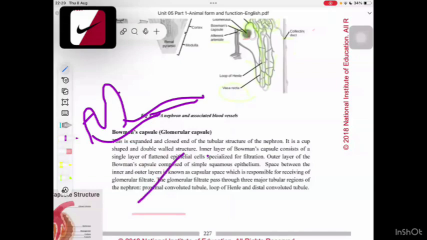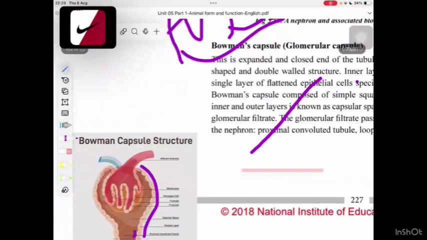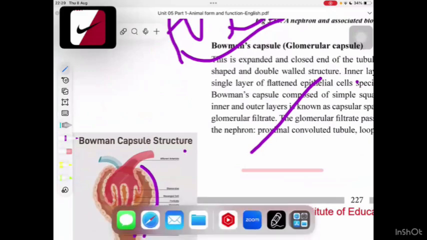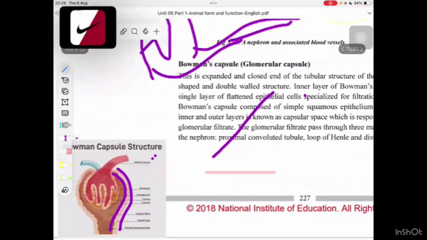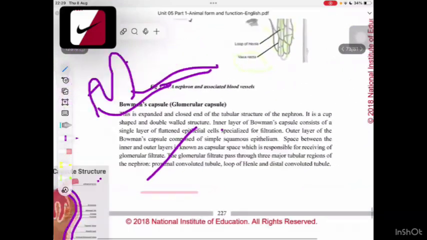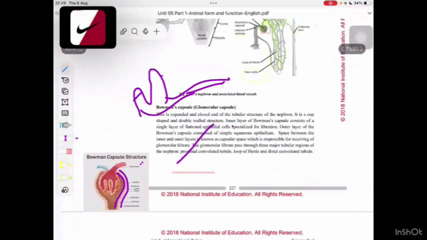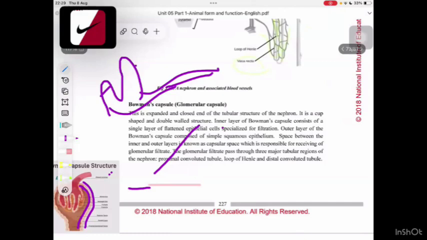Why do you call it double wall? See, you can see one wall over here like this, another wall over here like this, right? So it's double walled, right? Okay, let's see. Inner layer of Bowman's capsule consists of a single layer of flattened cells. Now the inner layer actually consists of a flattened layer of epithelial cells specialized for filtration. The outer layer is composed of the simple squamous epithelium, right?